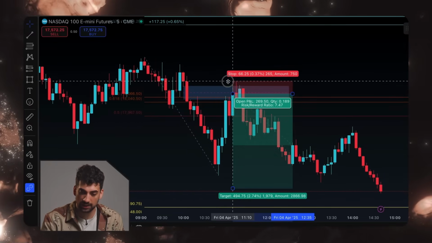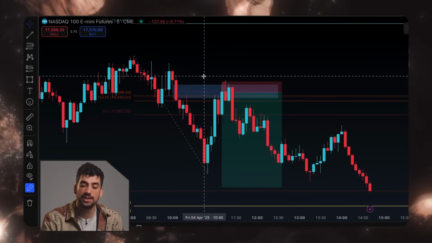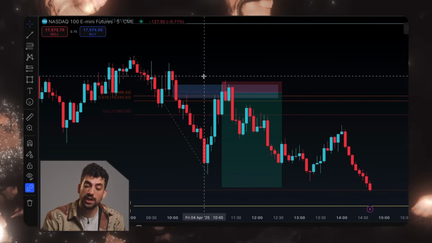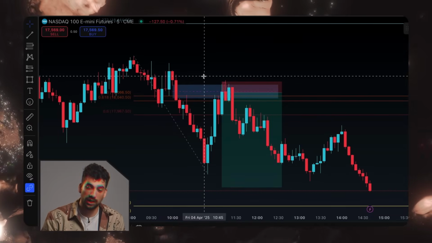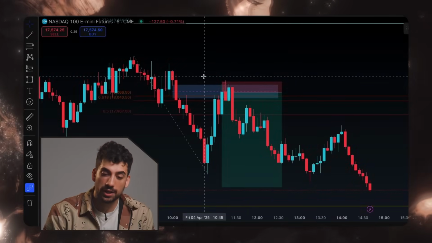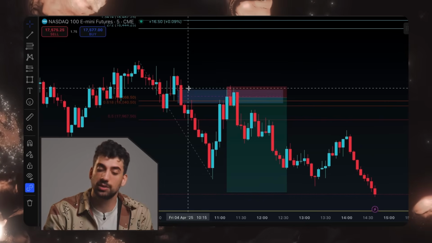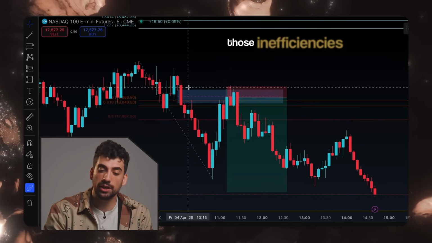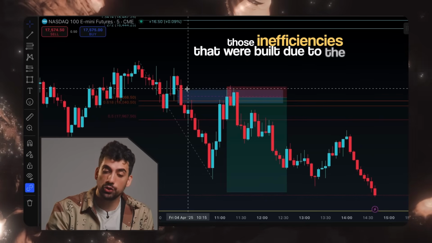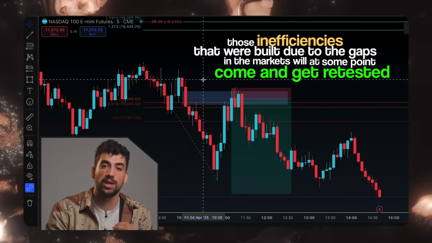So as you can see, price here enters the fair value gap, kind of wicks around it for a couple candles and then sells off. So this would have been a trade I would look to get in. As you can see, pretty low risk, really high reward, and it worked out perfectly. It all required for you to stay patient because as I mentioned before, those inefficiencies that were built due to the gaps in the markets will at some point come and get retested. And when they get retested, that's when you can wait for your entries.